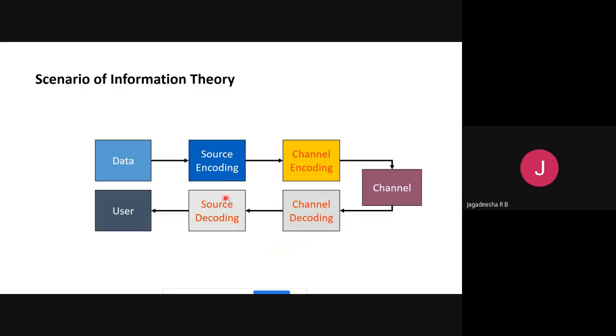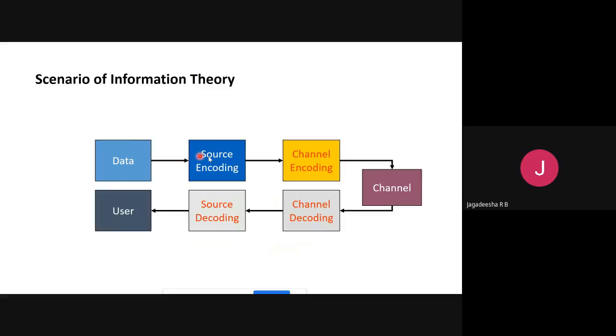Now after that it comes to the source decoding. At the source encoding, we have encoded. At the source decoding, we will try to decode the effects that were introduced at the source encoding. And finally, we get the output here, which is the original data that was produced by the source, or nearly the same as the data generated at the source.